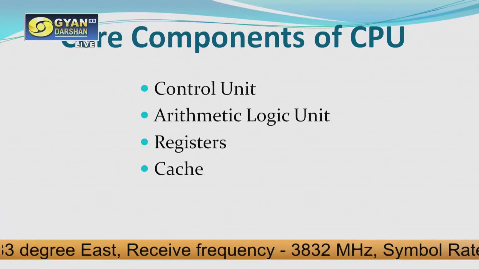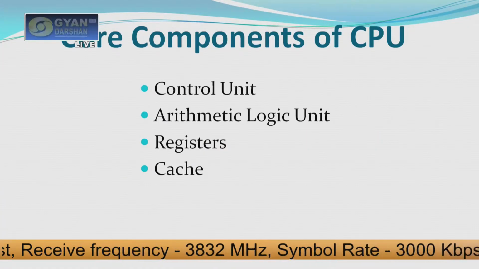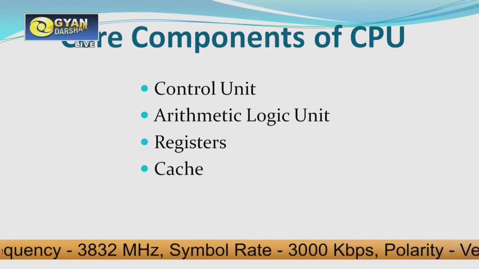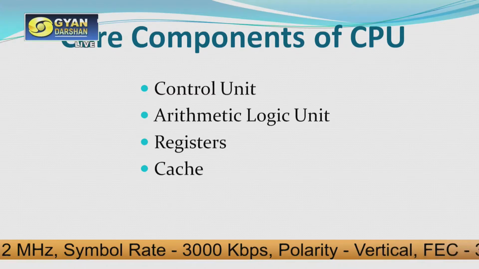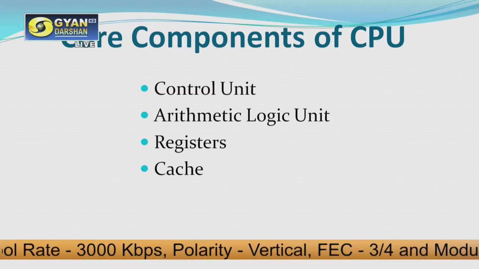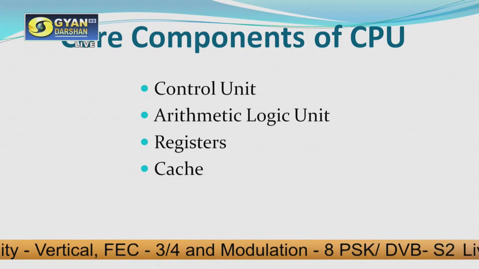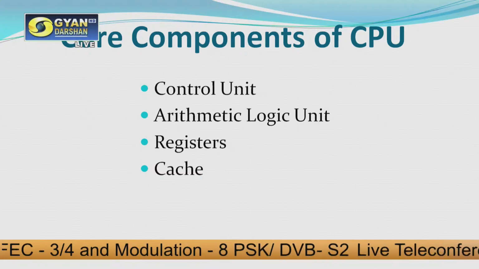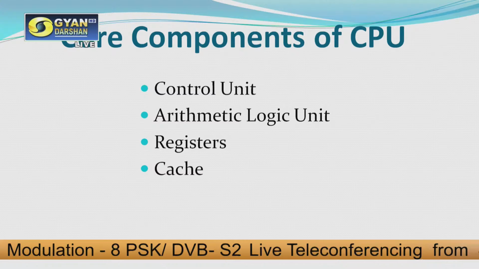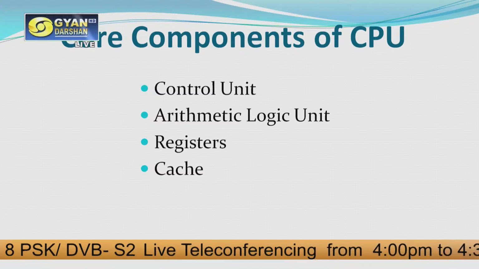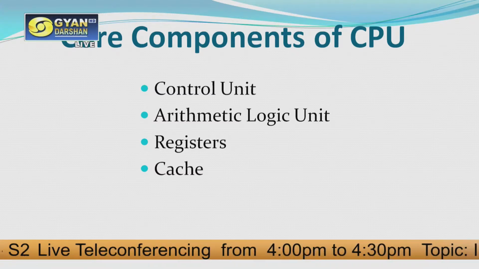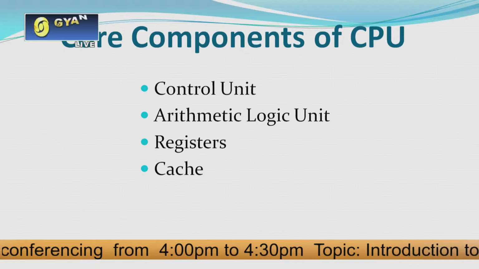The second one is the arithmetic logic unit, where the complete arithmetic and logical operations take place. Then there are very fast memory elements called registers, and there is another fast memory very close to the CPU, called the cache memory. One by one we will see.